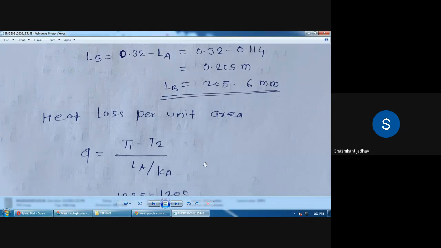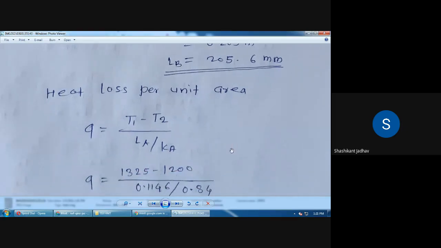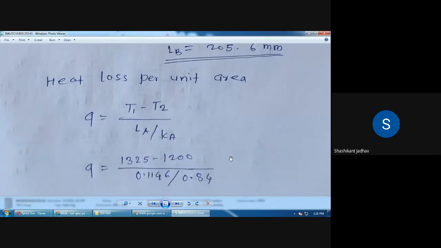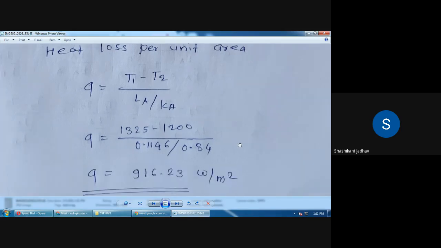So small q is equal to T1 minus T2 divided by LA upon K. We know the value of T1, we know the value of T2, divided by LA upon K. Yogesh Patil, why are you putting your roll number? Okay, so small q is equal to T1 minus T2 divided by LA upon K. Then we get the value of heat loss per unit area, that is small q is equal to 916.23 watt per meter square.